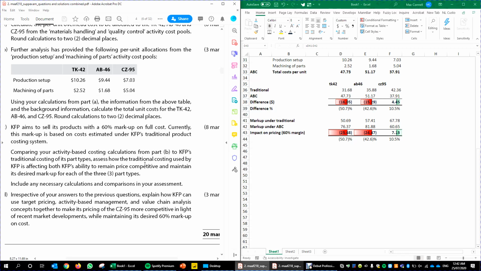So that's really the key point that you need to allude to, on top of actually doing your numbers and getting those right, is actually linking it to that price competitiveness, because it's actually linked in there in the question.